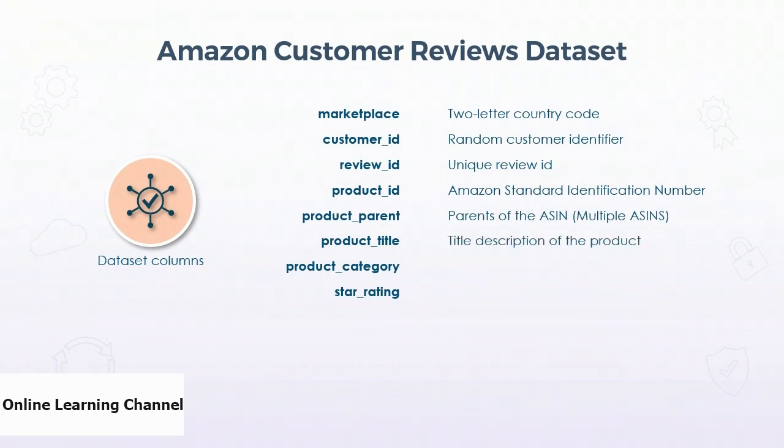Product title, the description of the product. Product category, which is a broad product category. And star rating, which is the product rating starting from 1 to 5 stars.